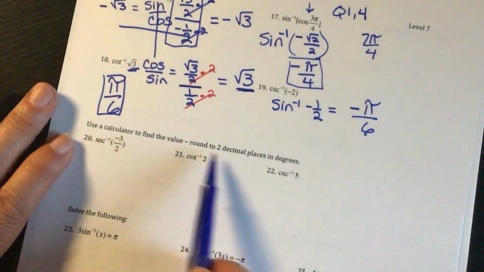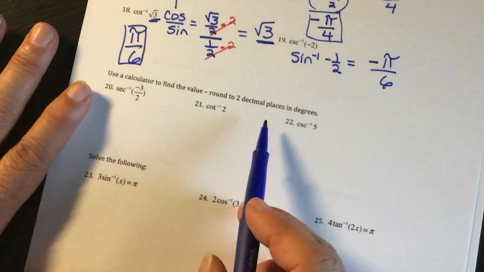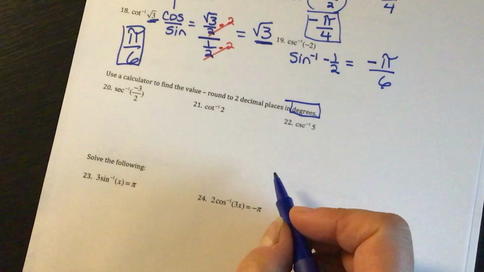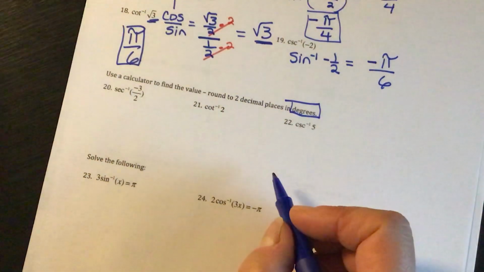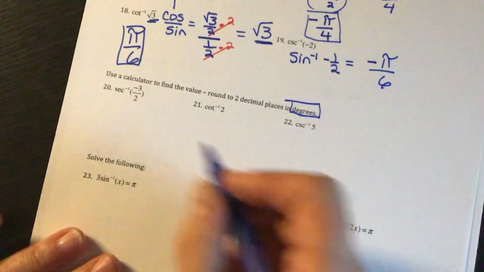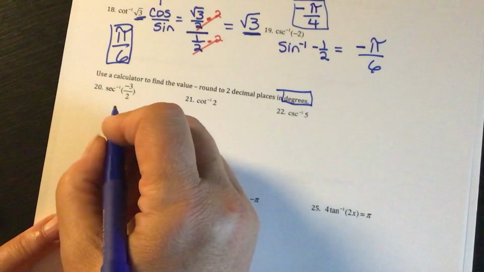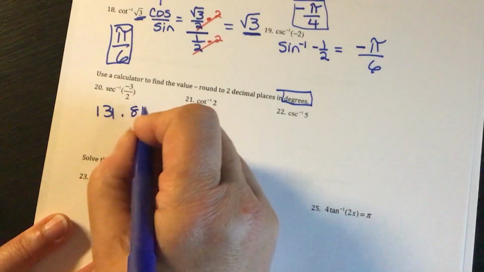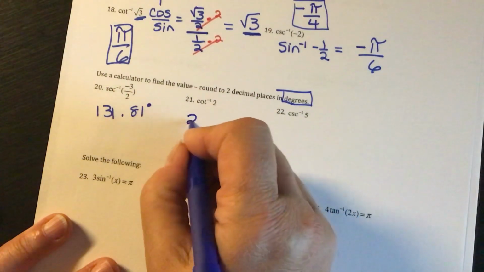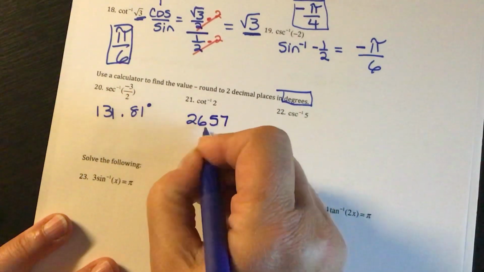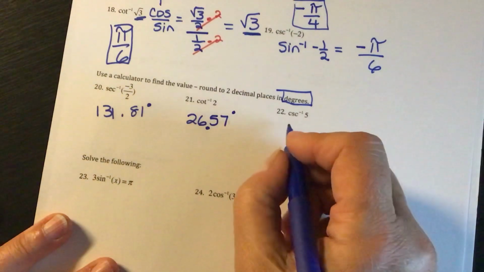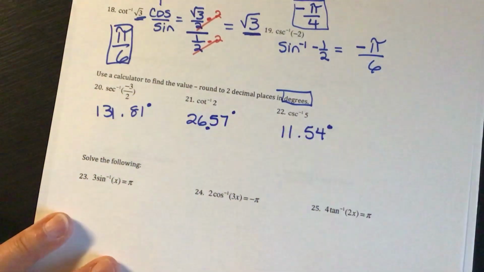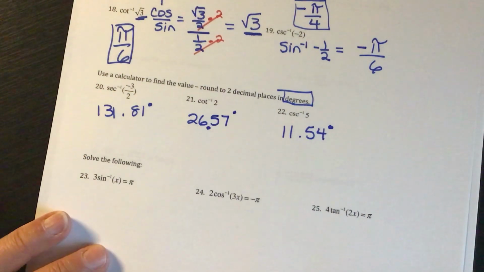Okay, so we didn't do a whole lot with these. This is still working in degrees. I'm just going to put answers here in case you want to play around with your calculator. This is 131.81 degrees, 26.57 degrees. This is not going to be on your test. And 11.54 degrees.